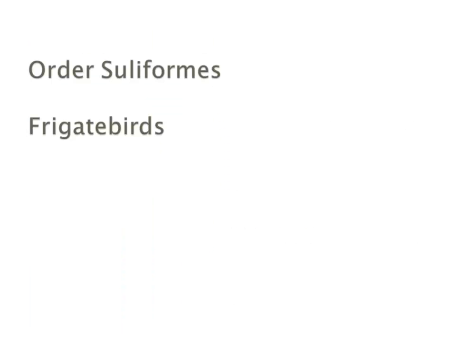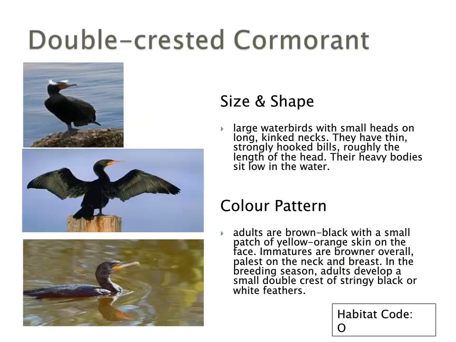Our next order is the Suliformes, or the frigate birds. There's only one species that we're going to discuss in this course, and that is the double-crested cormorant. These birds are ubiquitous around harbors and around, of course, the Greater Toronto area as well as other parts of Ontario. There's a lot of controversy surrounding these birds and the effect that they have on trees and other vegetative species, as they can be quite destructive.